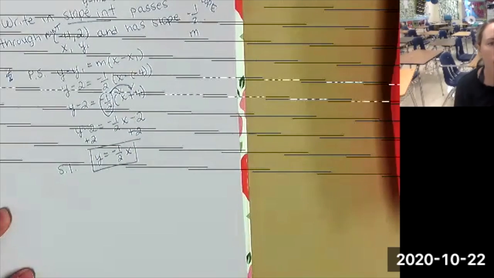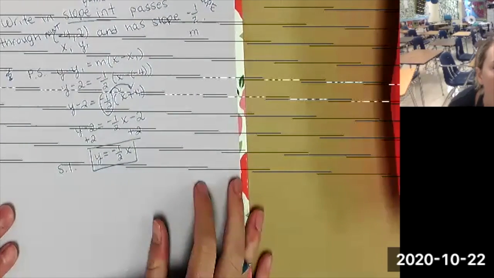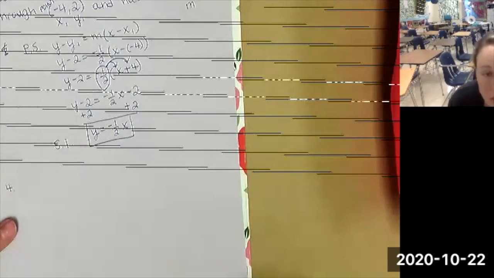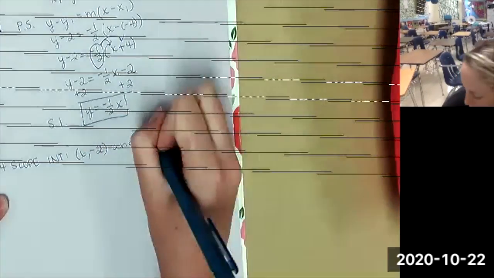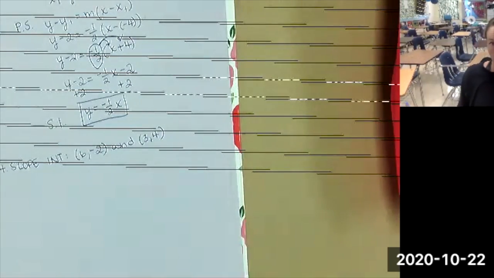Okay, let's do another one. So for this one, we're given 2 points only. So we have to write it into slope-intercept form with only 2 points. So we've got 6, -2, and 3, 4. So we're going to use the slope formula because we need our slope before we can even put it into point slope. We're not given a y-intercept.